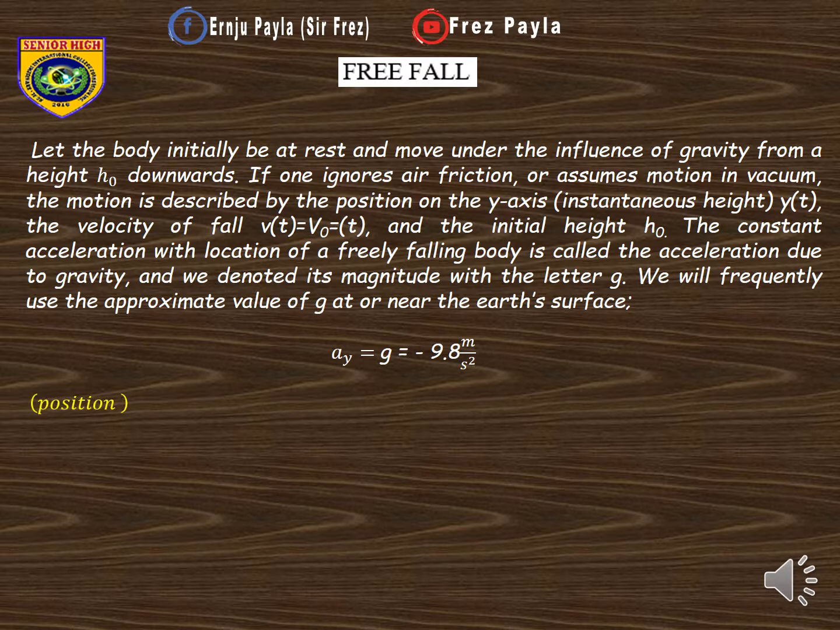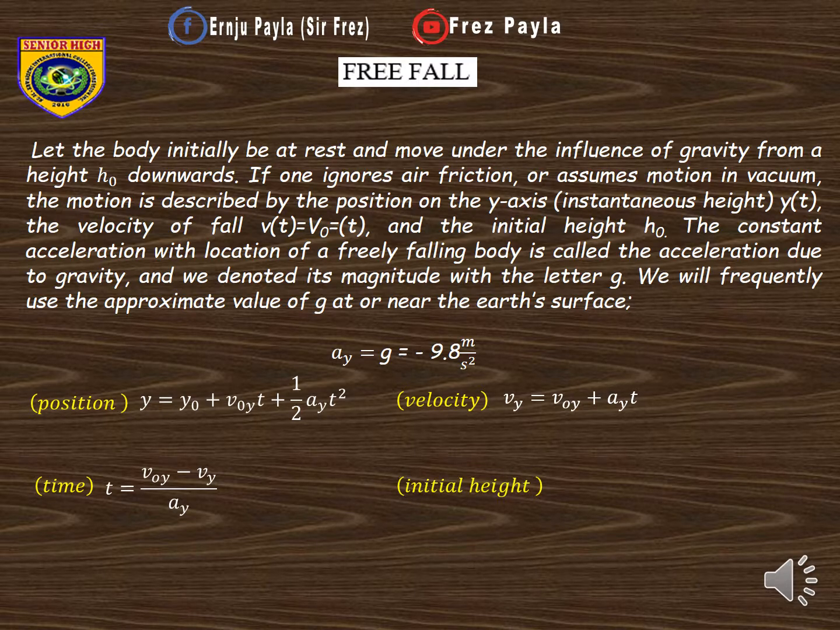So this is the formula for position: y equals y sub o plus v sub o y times t plus 1/2 a sub y t squared. For the time, t equals v sub o y minus v sub y, all divided by a sub y. Velocity, v sub y equals v sub o y plus a sub y t. Initial height, h sub o equals v sub o y squared over 2a sub y.